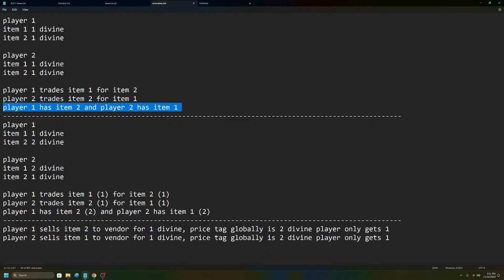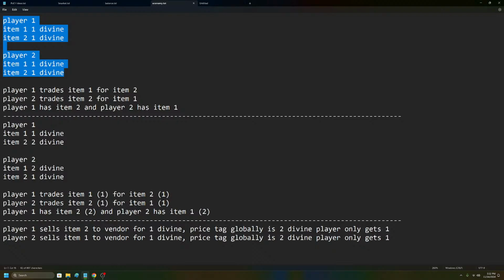So now the first player has item 2, and the second player has item 1. So if player 2 never had item 1 available to them, but they had item 2, and it's the same price, it's an equal exchange. That's what the global market is for. That's the economy. Okay? That's what you're supposed to be doing when you're trading with somebody.